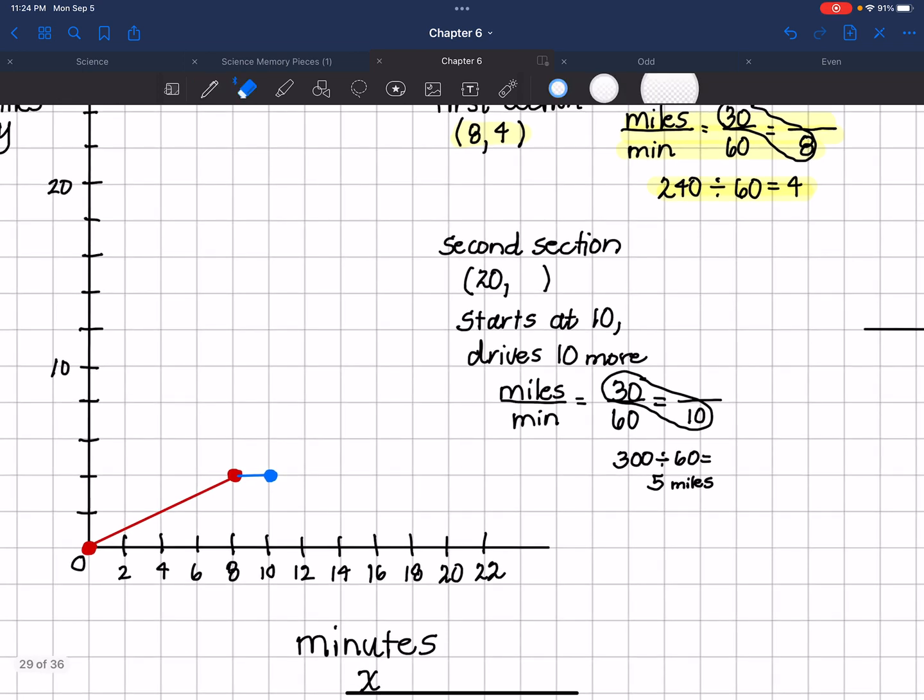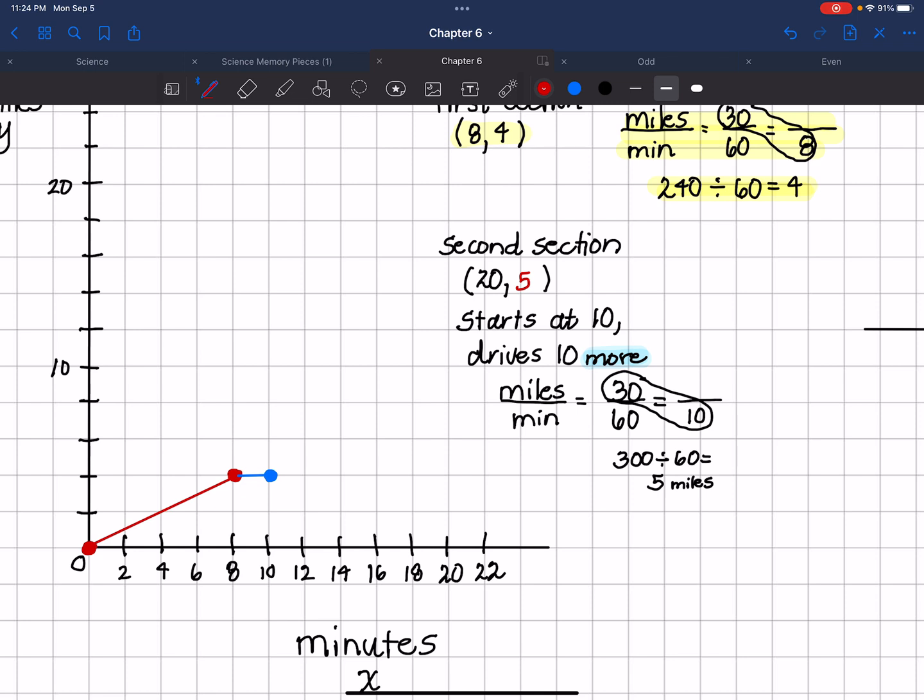So be careful, the slope is going to change here. It's not a constant slope like we're used to. So at 20 minutes, she has gone 5 more miles. So we're going to say at 20 minutes, she is at, be careful, it's not 5 miles. You have to add it. It's 5 more miles. So let me highlight that. 10 more.